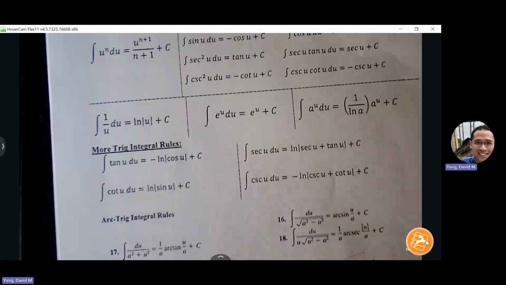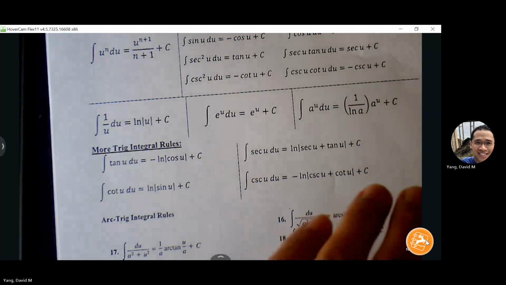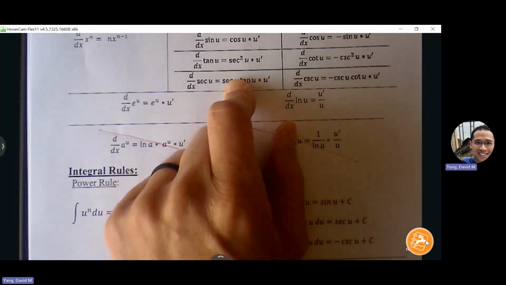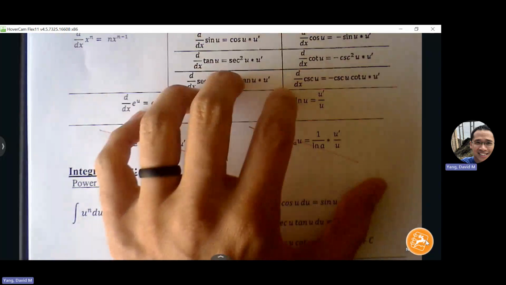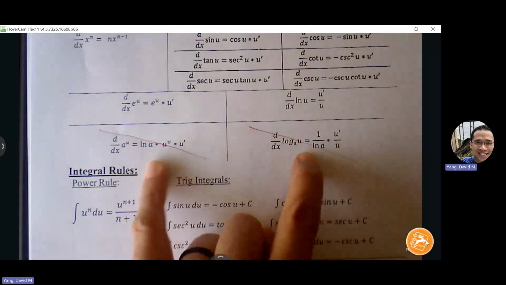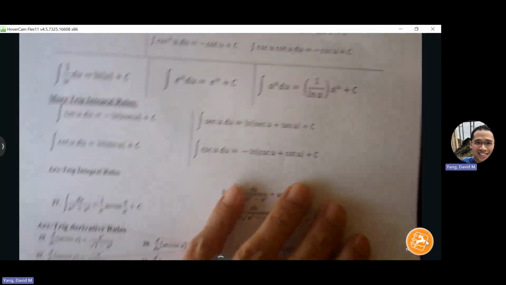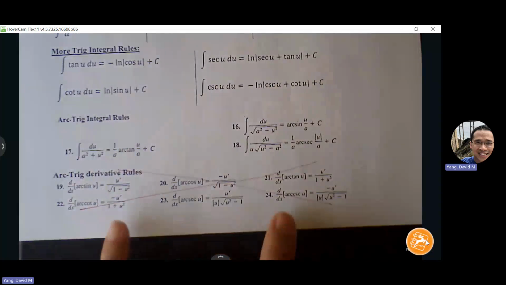I gave you guys a handout. You guys pick up the formula sheet up here. So this is just a reference sheet with all the formulas on it. I crossed out the ones that we don't have to worry about on the test, but these are still good for when we get to reviewing for AP exams. And also the arc trig derivative rules, we can cross those out as well.